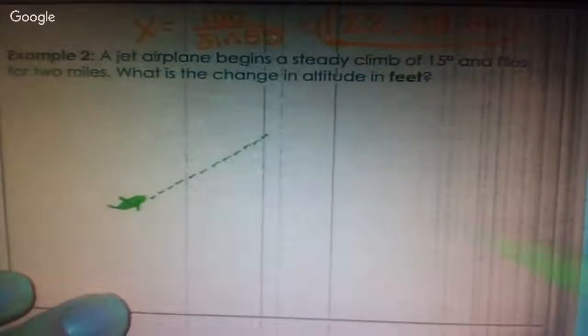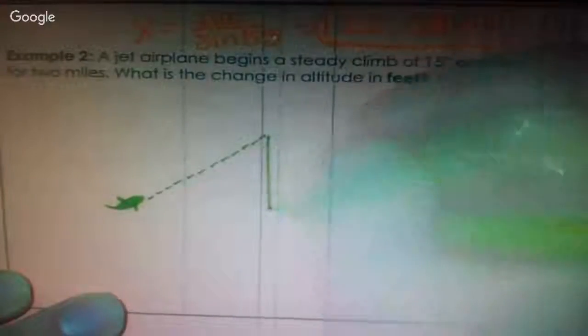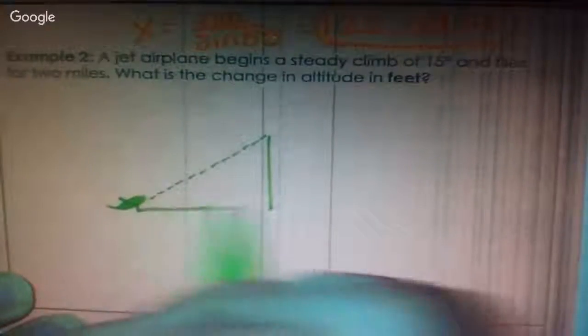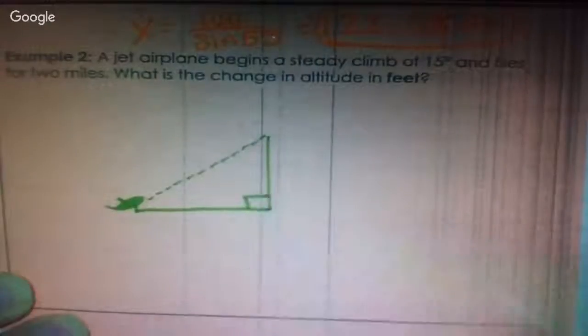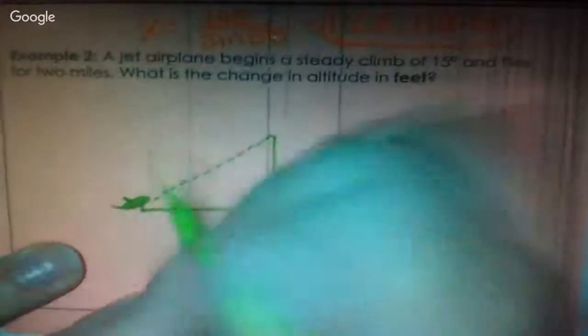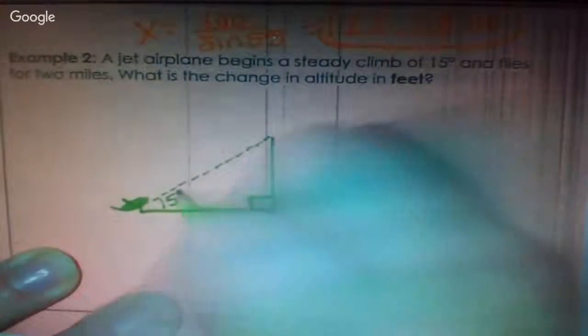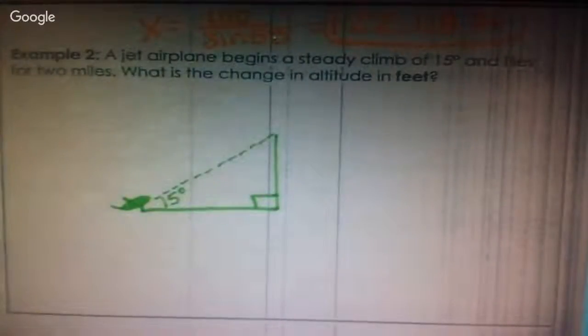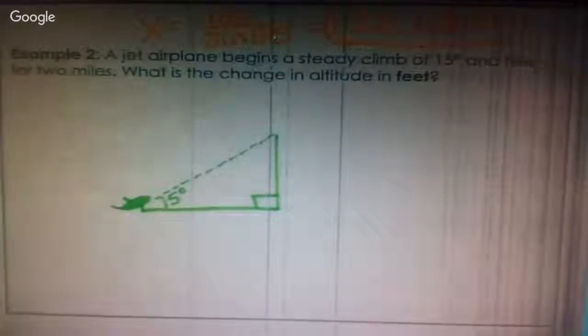I'm going home. Okay, so let's create our triangle. We know we've got to have a triangle, so here we go. There's your triangle. So Travaria says 15 goes at my bottom angle. 2 goes on the very bottom, doesn't it? The plane is flying for 2 miles, so the dotted line is 2. The hypotenuse. Your hypotenuse is 2 miles. It's the path of the plane.